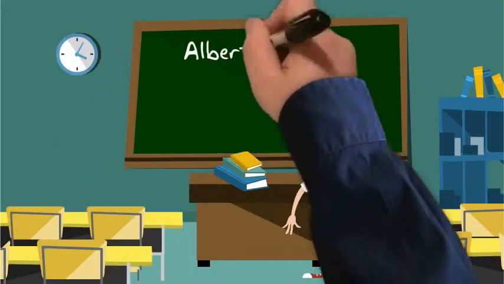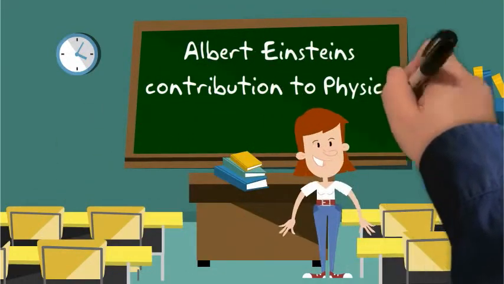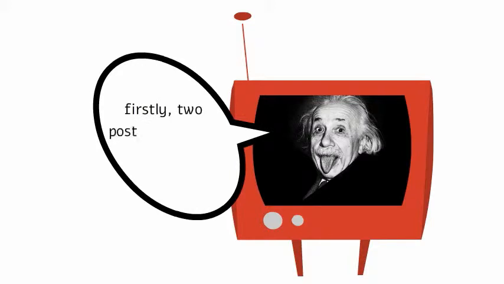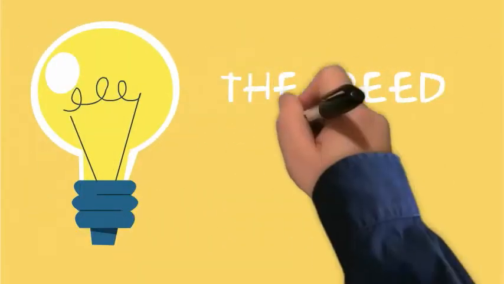Today we will be learning about Einstein's contribution to physics, and to do this we will focus on the theory of special relativity. Firstly, two postulates must be understood. The first being that the speed of light is constant.